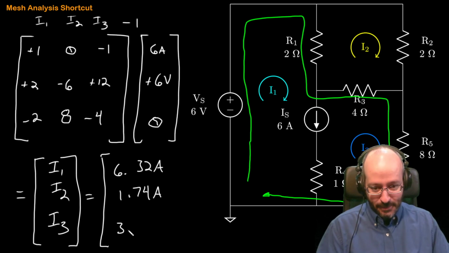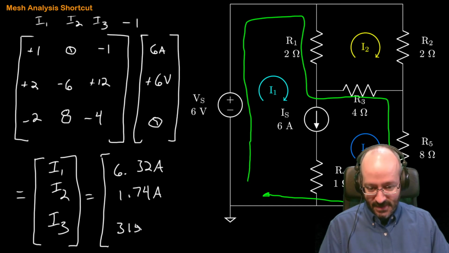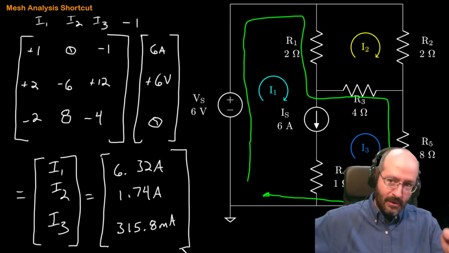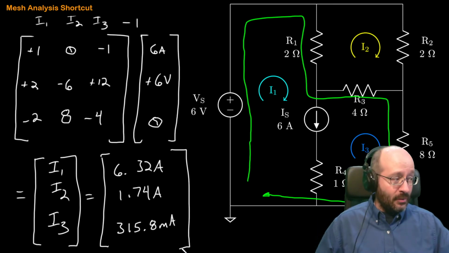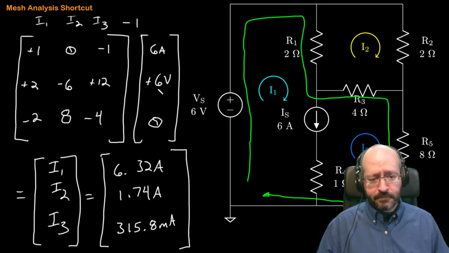And 315.8 milliamps. Okay, so there are our mesh currents. We did that without having to write any equations. We just went right to the matrix form.